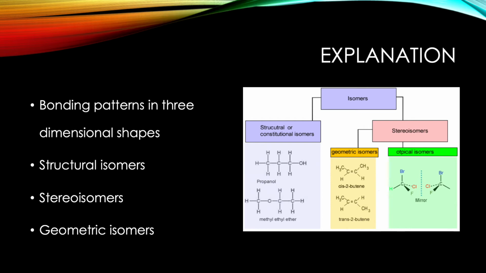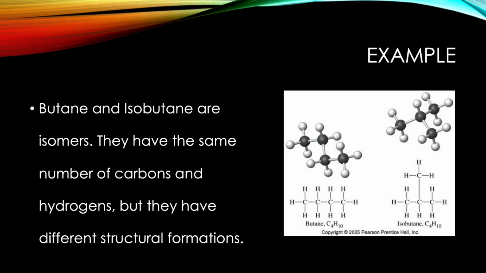Geometric isomers are also known as configurational isomers, and they are also a subgroup of stereoisomers. When looking at the chart to the right, we can see the different way each type of isomer arranges itself. Structural isomers are arranged in chains, where stereoisomers have groups that branch off a central atom or element.